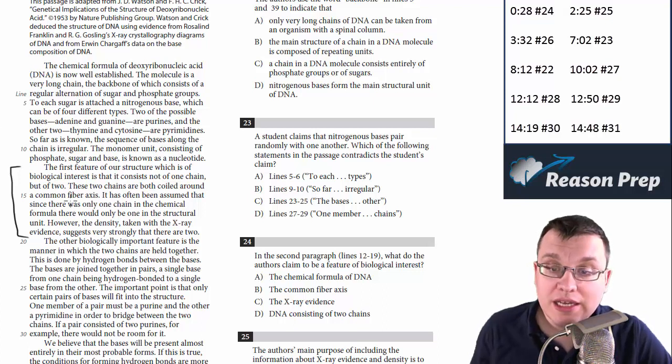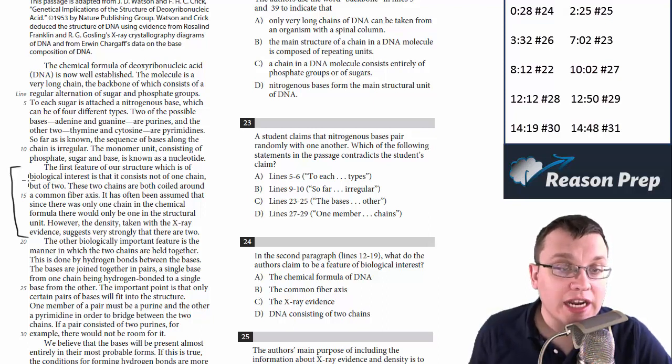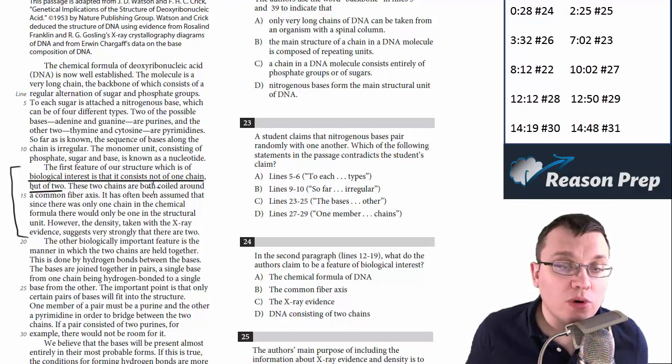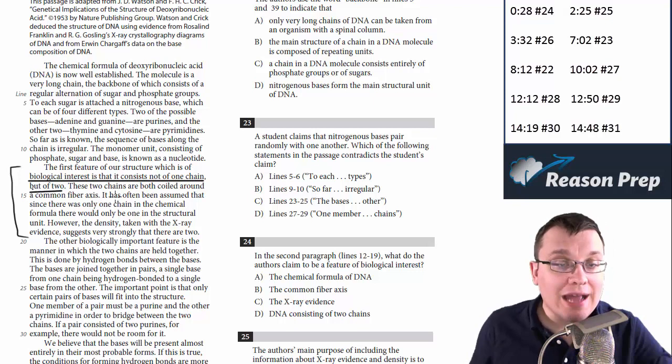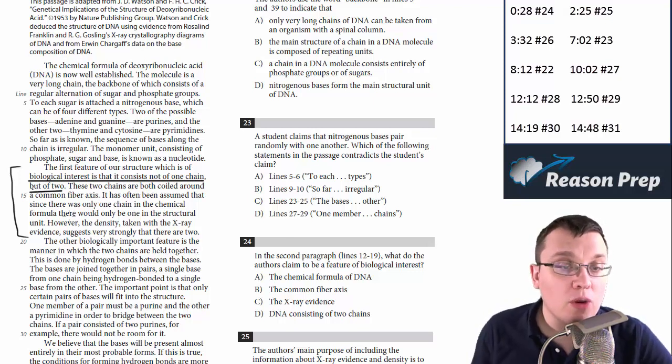We want to know what is a feature of interest. The first feature of our structure, which is of biological interest, is that it consists not of one chain, but of 2. Okay, that might be our answer. These 2 chains are both coiled around a common fiber axis. It has often been assumed that since there was only one chain in the chemical formula, there would only be one in the structural unit. However, the density taken with the X-ray evidence suggests very strongly that there are 2.